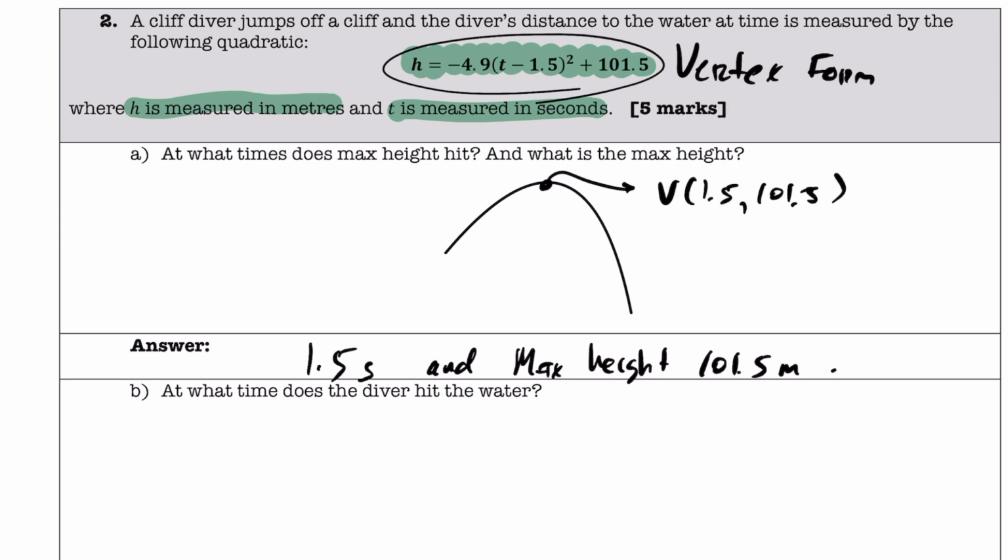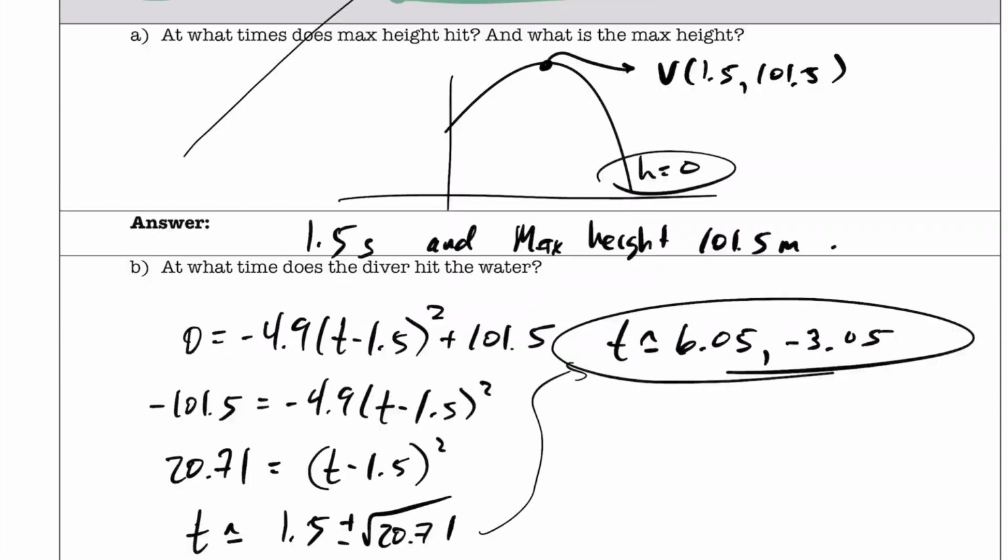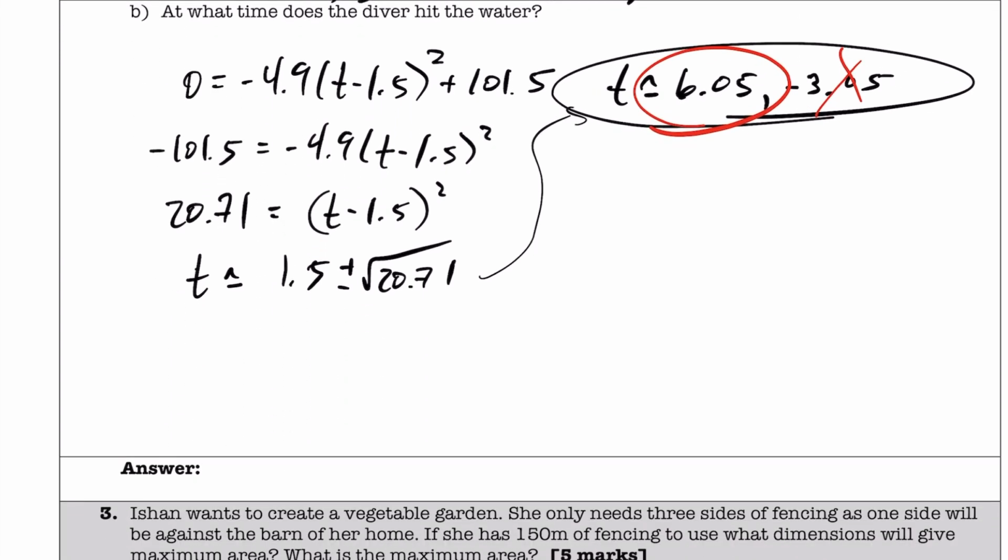In part B here, they ask you when does the diver hit the water. When the diver hits the water, I know that the height is 0. So I'm going to set h equal to 0 for the following quadratic and solve. Doing so, we get the following. You'll see here I get 2 times. One time is inadmissible. This is negative time. We're not interested in that. We're interested in the 6.05. So the cliff diver will hit the water at 6.05 seconds.